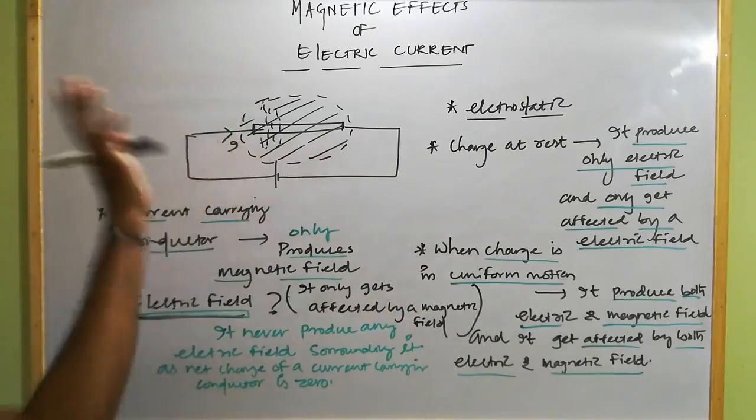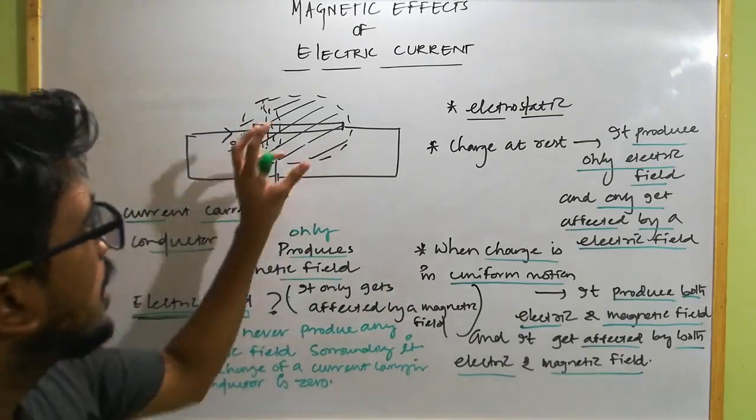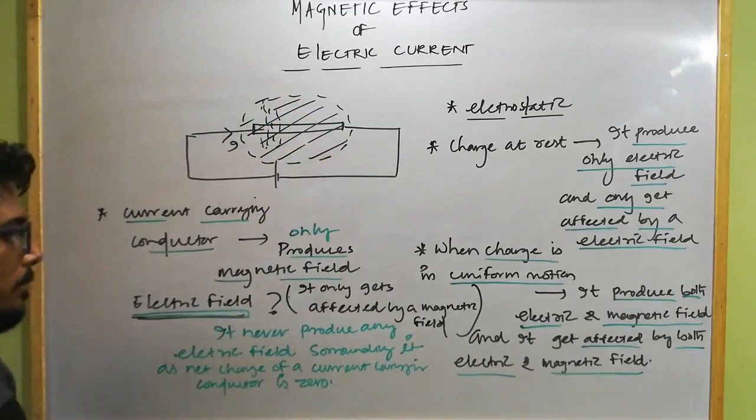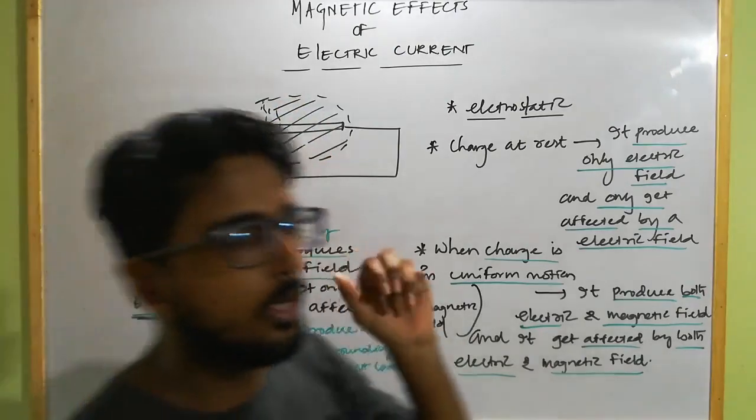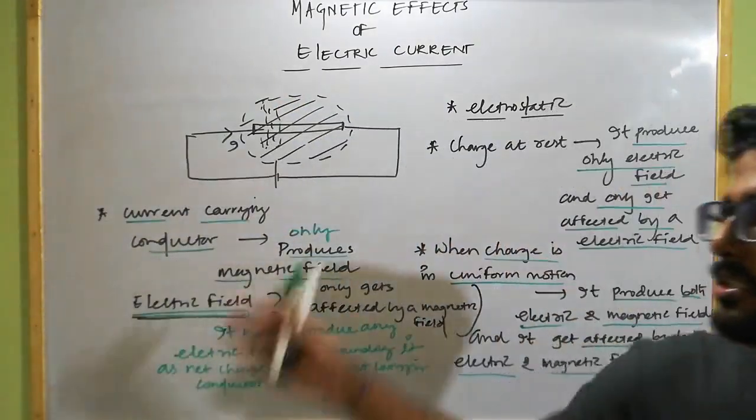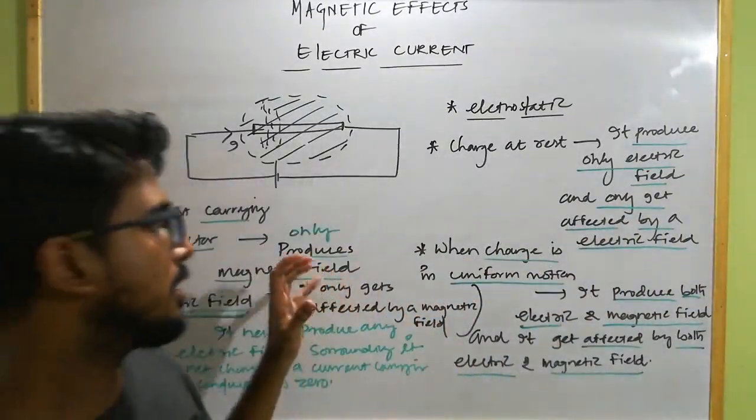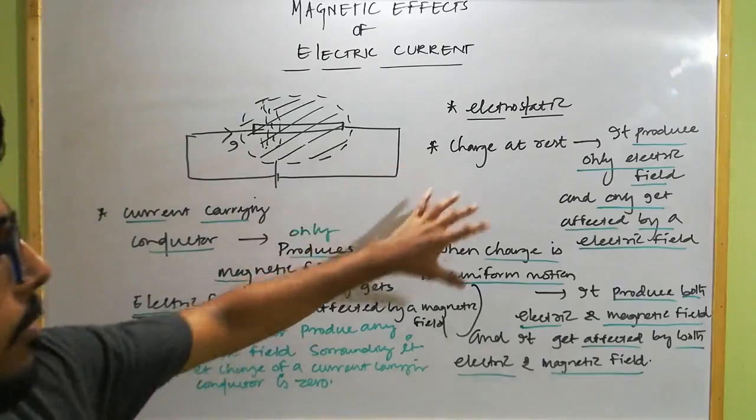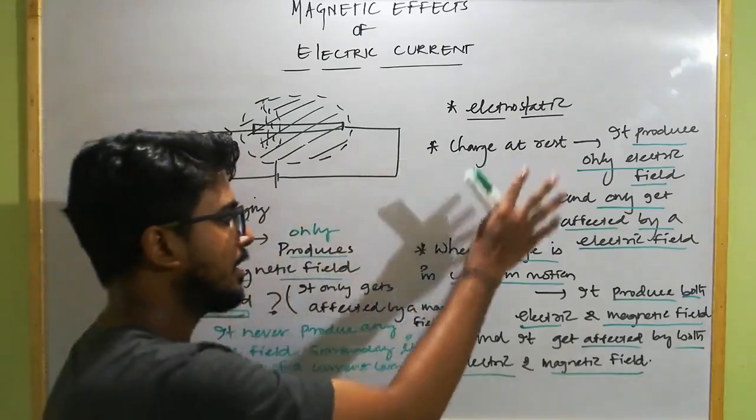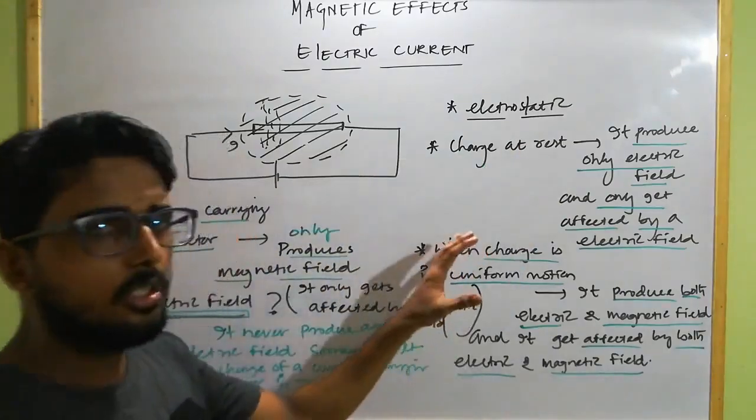A current carrying conductor never produces an electric field surrounding it, because the net charge of the current carrying conductor is zero and it is never a charged substance. That's why it can't produce an electric field. Clear? So you have to remember these points regarding a charge at rest, a charge in motion, and a current carrying conductor.